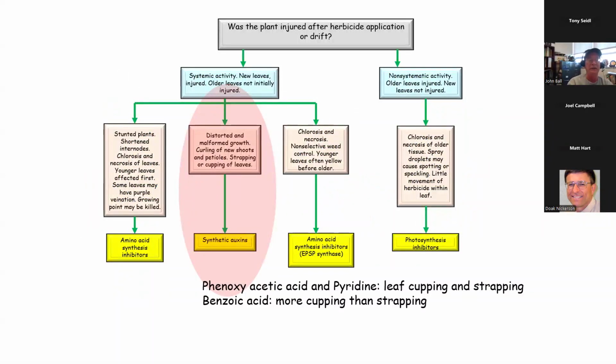If we take a look at these synthetic auxins, it's systemic, new foliage is injured, older foliage is not initially affected. What we're going to see is distorted, malformed new growth, curling of the shoots and petioles, strapping or cupping of the leaves. Now, we're going to see a lot of leaf cupping and strapping. With the benzoate acids, which is the dicamba, we tend to get more cupping than strapping. If you say, well, I don't know what you mean by strapping, we're going to take a look at some symptoms.